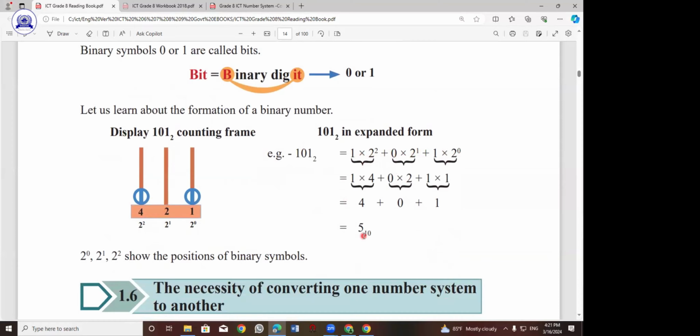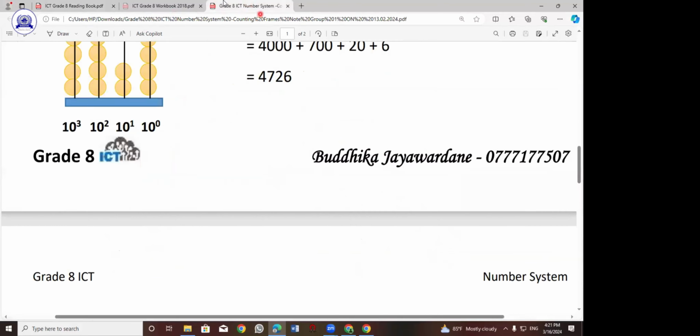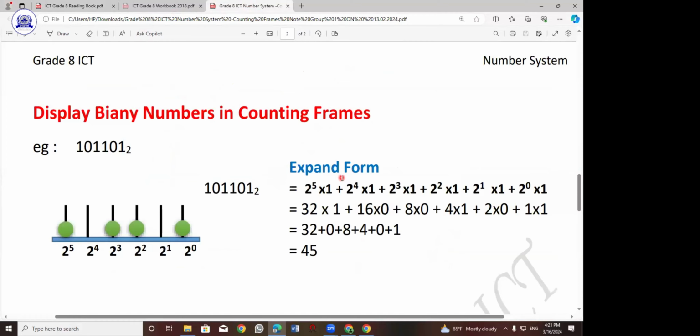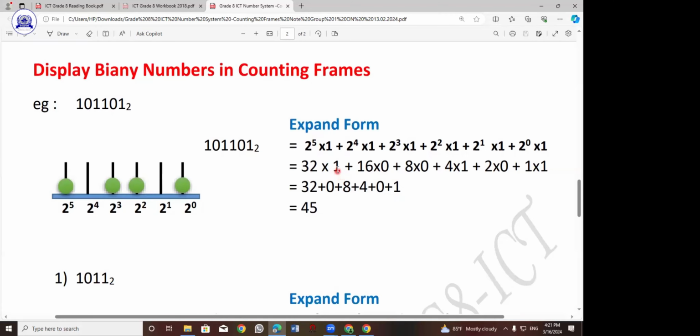If you see a number conversion, we have to convert the numbers. If you convert the numbers, this is the way of expanding. So we can represent this in the counting frame like this. Always you start from the right side to the left side. So you have to go from this direction.